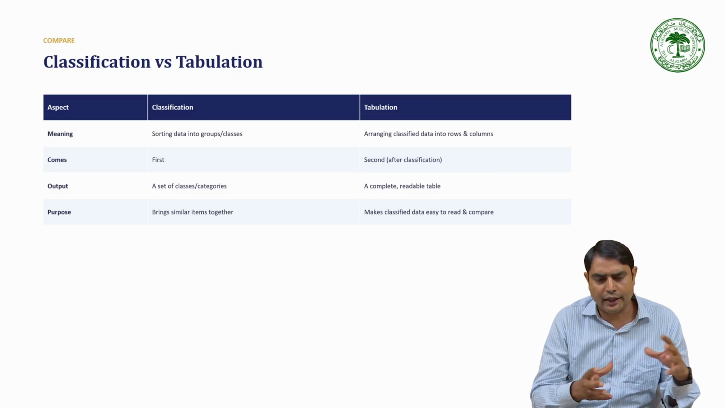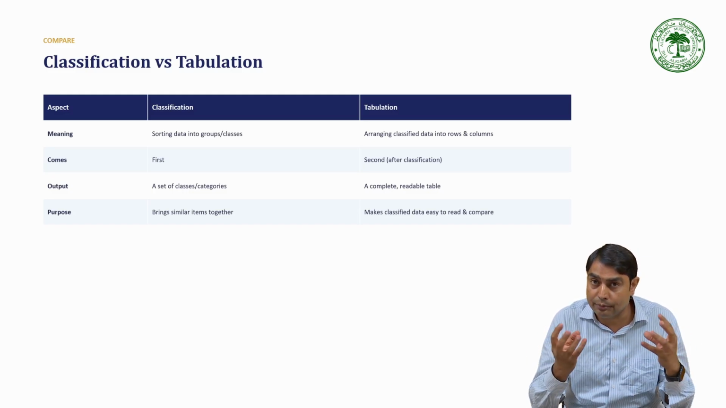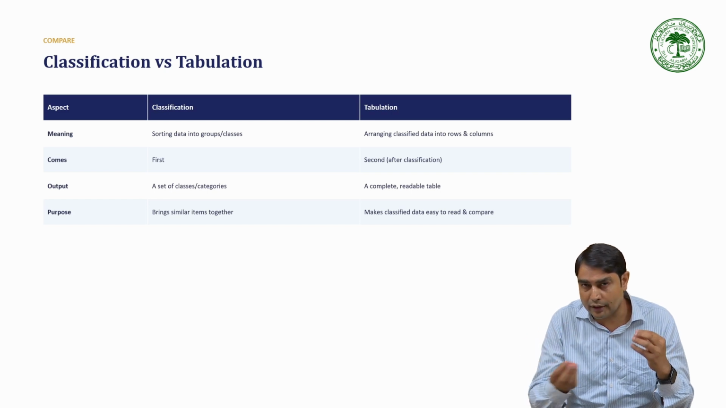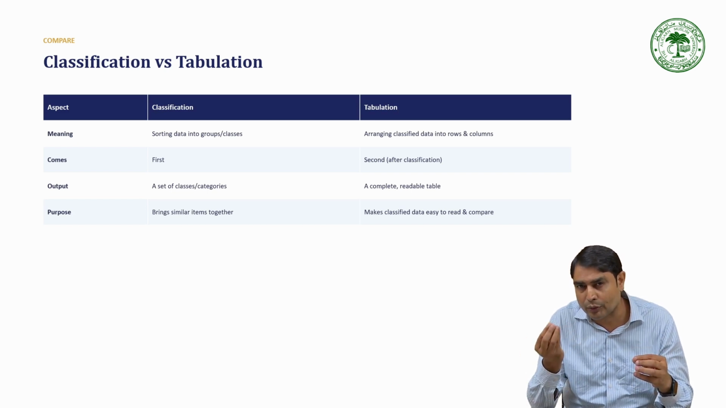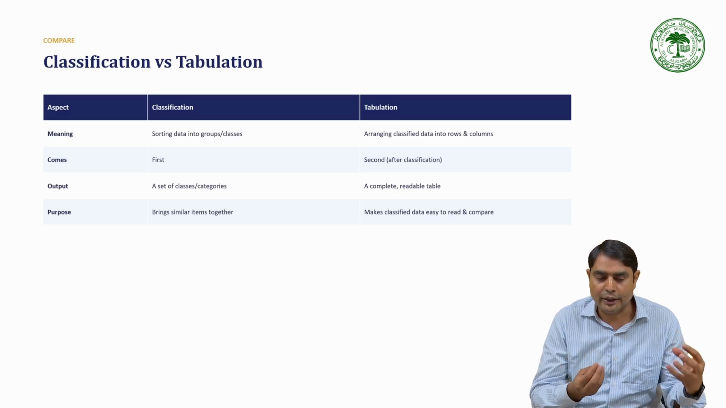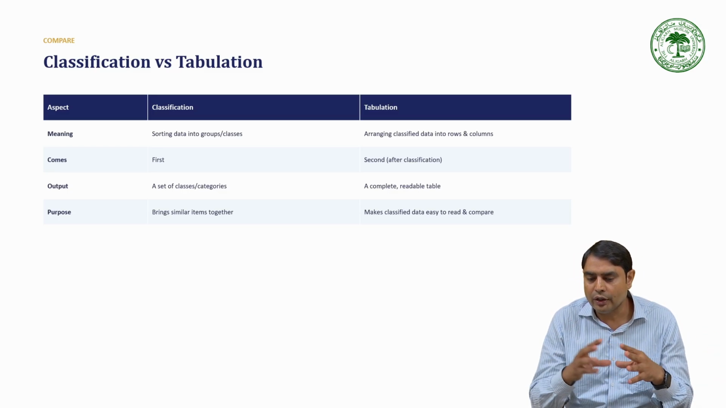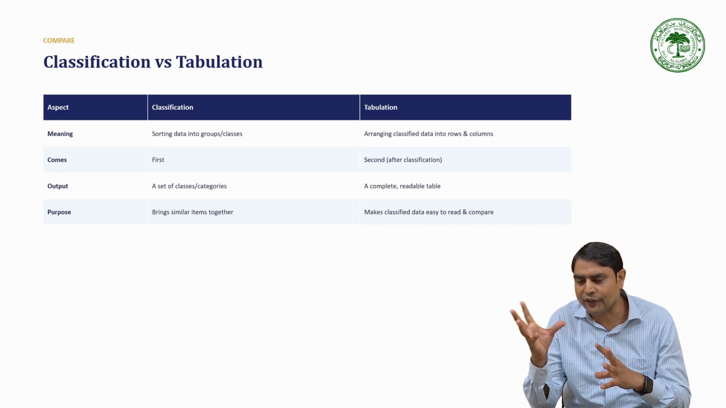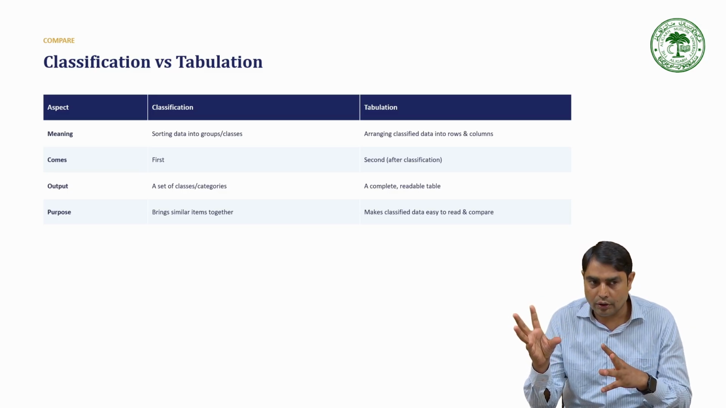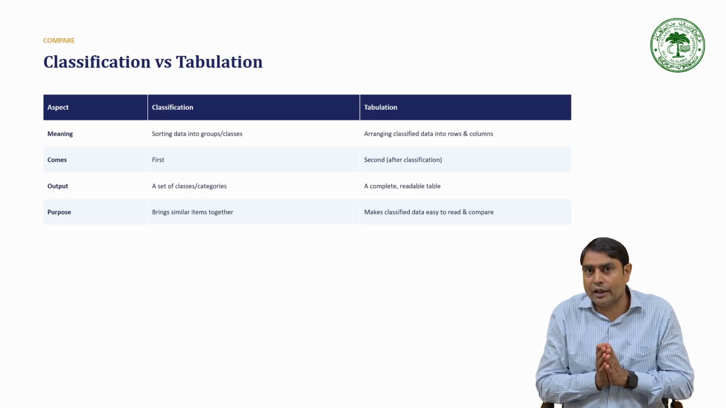And the purpose of classification is to bring similar items together on the basis of their shared particular characteristics. In tabulation, we are making the classified data more readable. So we are preparing and summarizing our data into a more presentable and readable form.